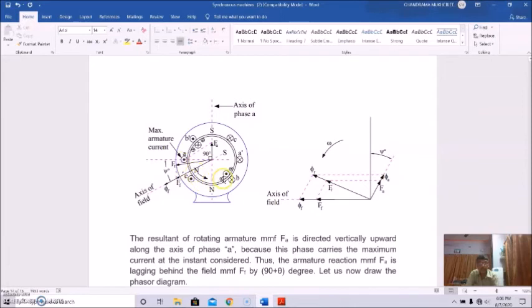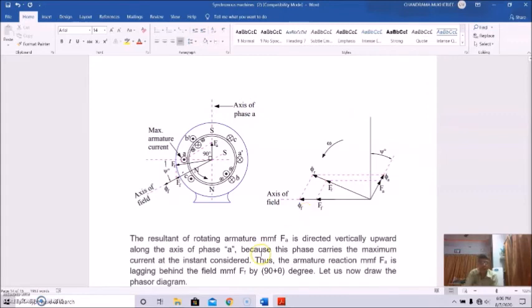Actually, in this direction, this is A dash. This is actually armature flux. So this is the resultant MMF. So if we see this phasor, this is the field MMF, armature MMF, and this is the resultant MMF. This is field flux. This is armature flux. This is resultant flux, and this is excitation MMF.